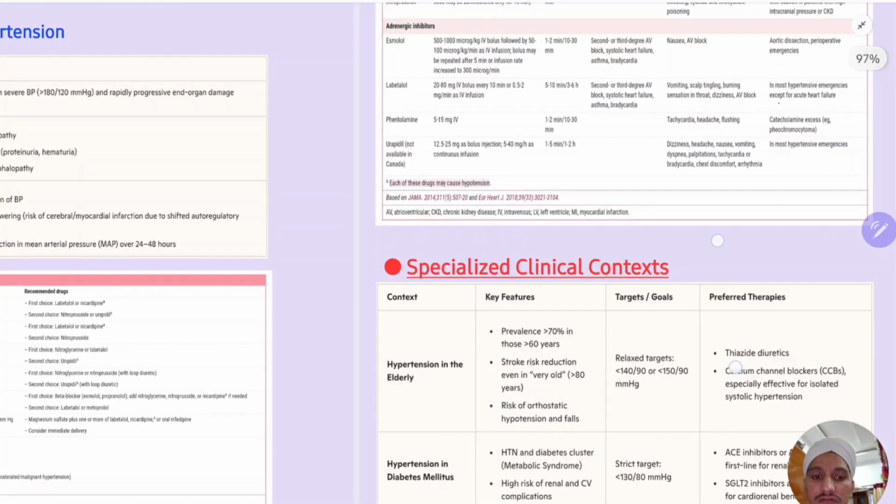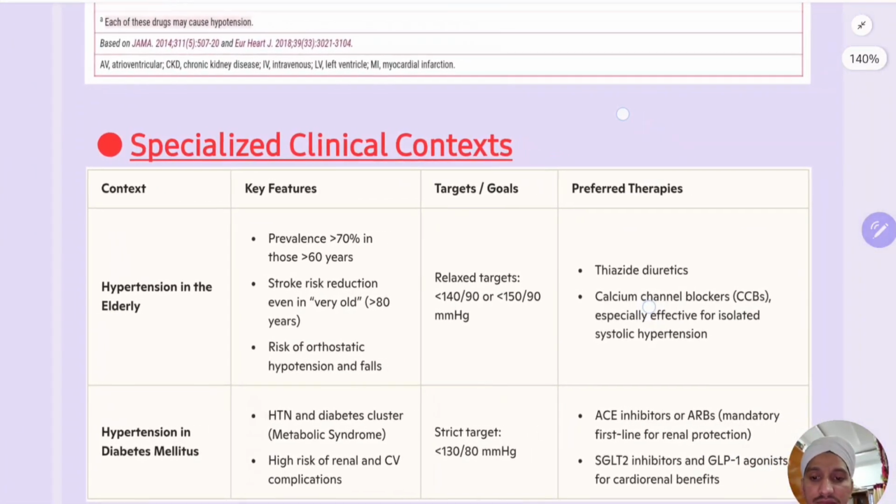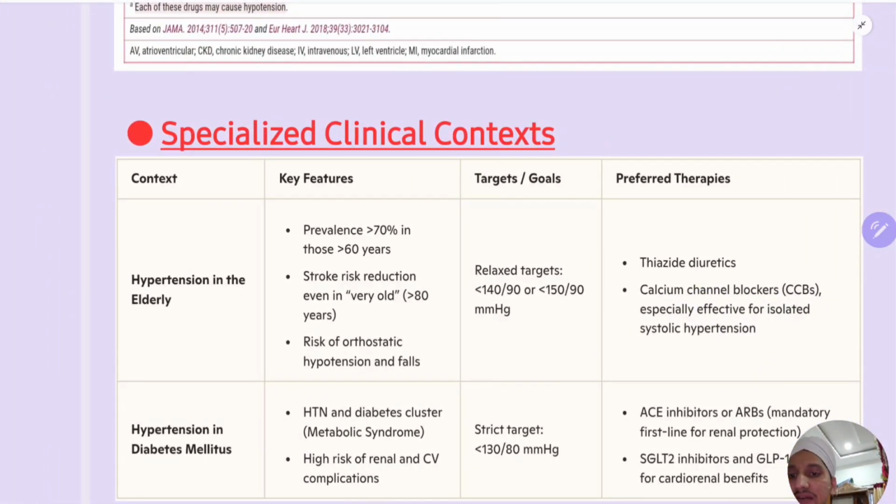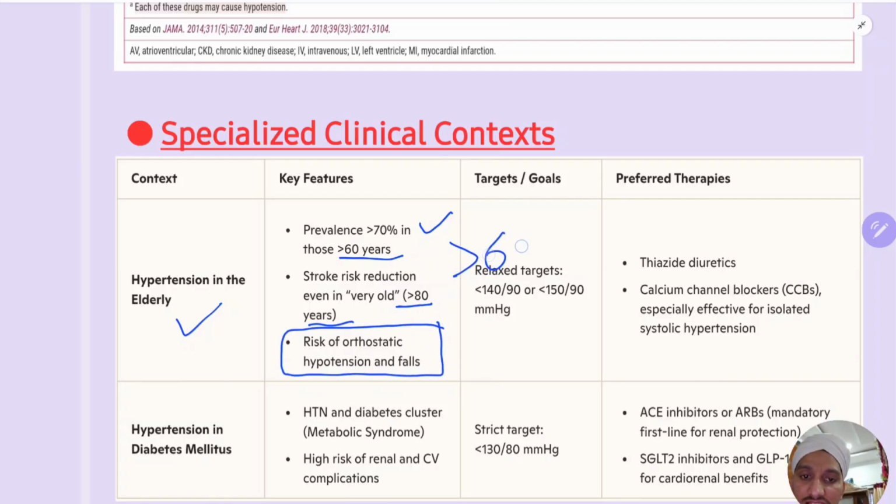That's about all. Now we will see some special contexts of hypertension. When you see hypertension in the elderly, the prevalence is more than 70% in those aged more than 60 years. Stroke risk reduction even in the very old, more than 80 years of age, is the main goal. The risk of orthostatic hypotension and falls is an important thing we should remember while treating hypertension in patients aged 60 to 80 years. But the stroke risk is very high in these patients. We need to treat, but keep in mind that they develop falls and orthostatic hypotension.